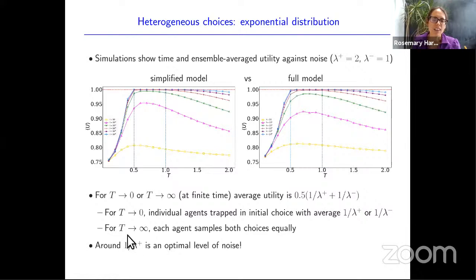On the other hand, in the high noise limit, we're back to the case where each agent samples both choices equally. So both for an individual agent and for the ensemble, the average is 0.75. But in the middle, there appears to be a peak that's somewhere around 1 over lambda plus. And I know I'm almost out of time, so in the last minute or so, let me tell you something about that peak by concentrating on the simplified model.